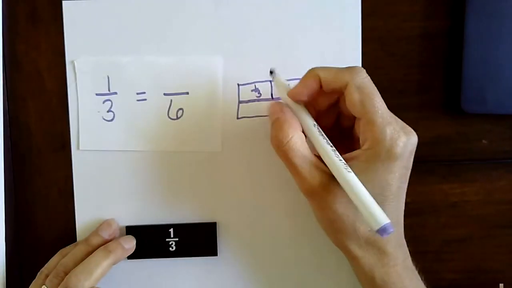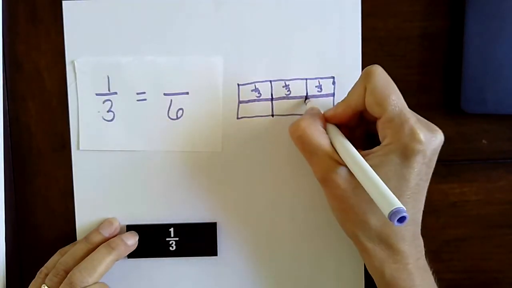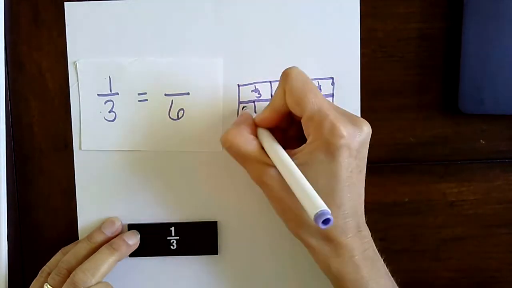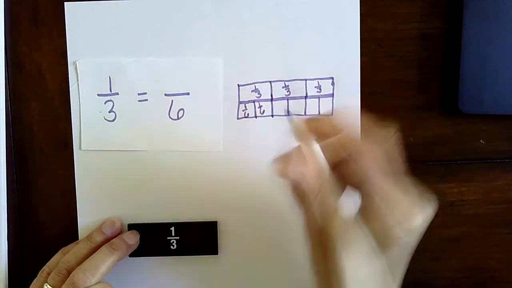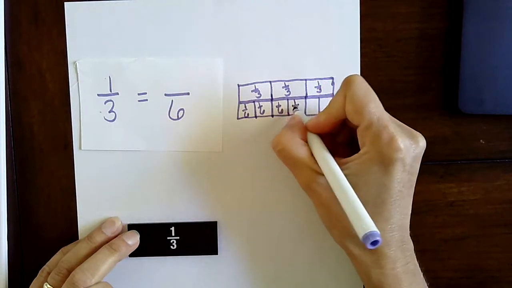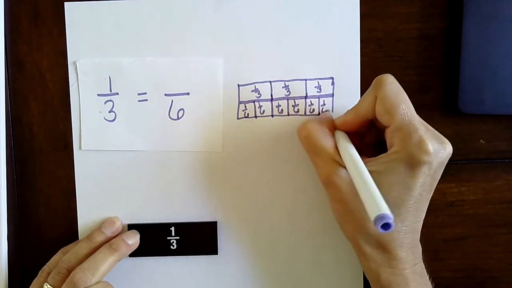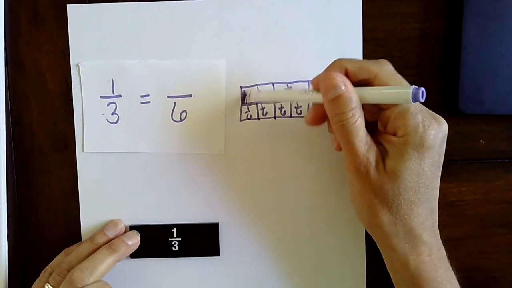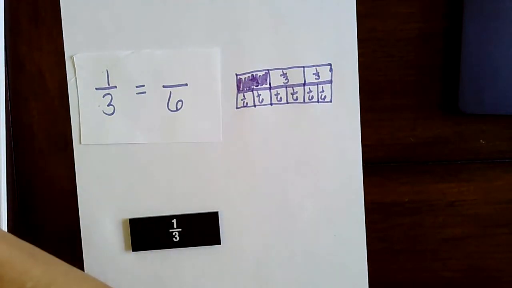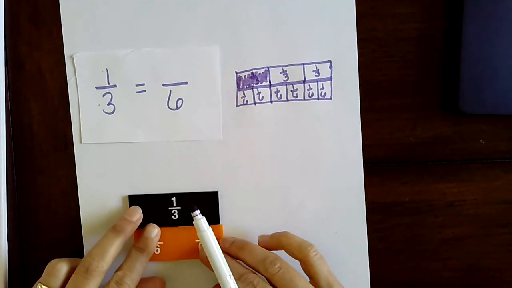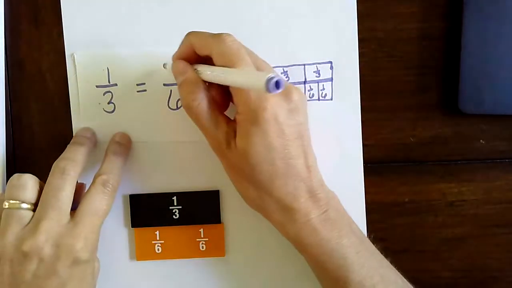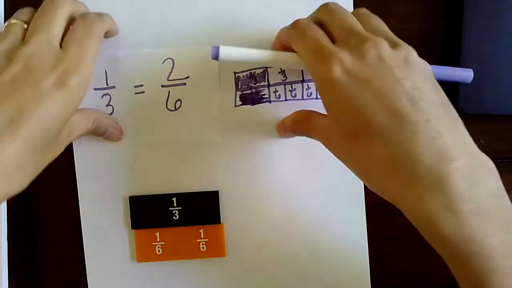Now, for the sixth, we know that we make thirds first, and if we divide each third in 2, that should give us 6. Oops, I didn't count. 1, 2, 3, 4, 5, 6. Perfect. 3/6, 4/6, 5/6, 6/6. And we would shade 1/3. And it's easy to see using this drawing that 1/3 is equivalent to 2/6. So you should have a 2 here. I hope that's what you have.